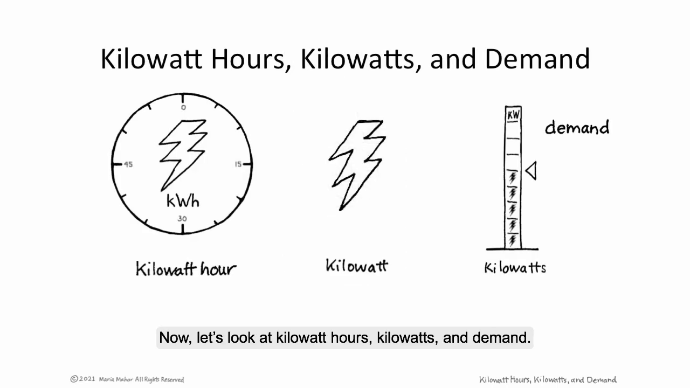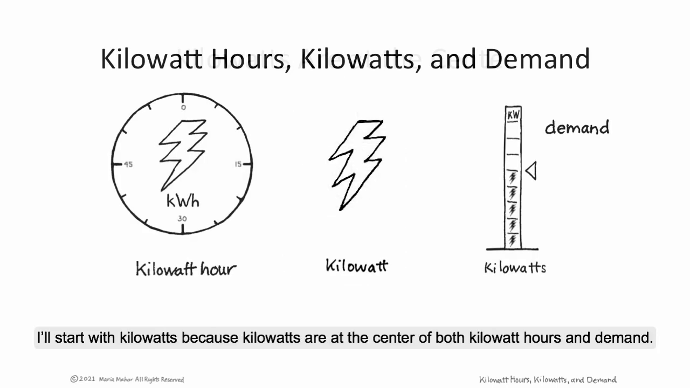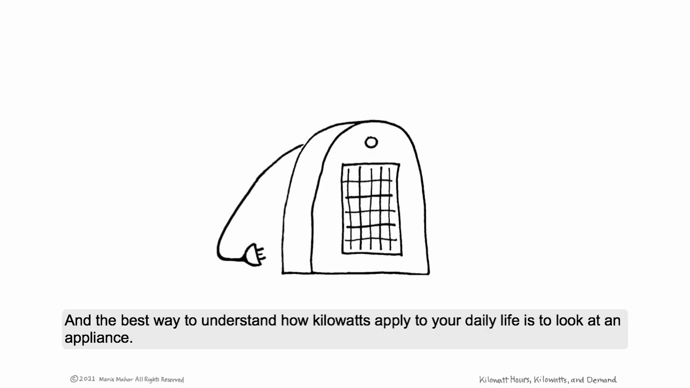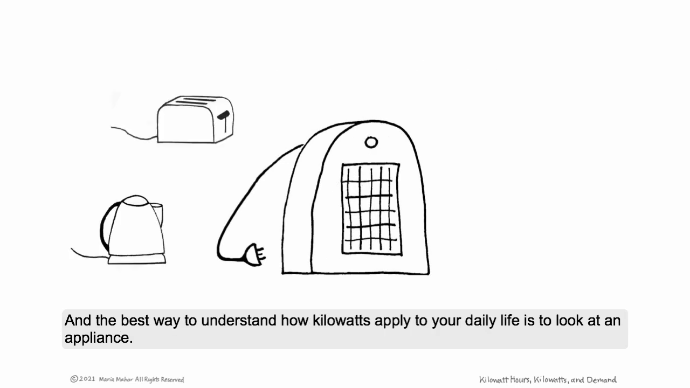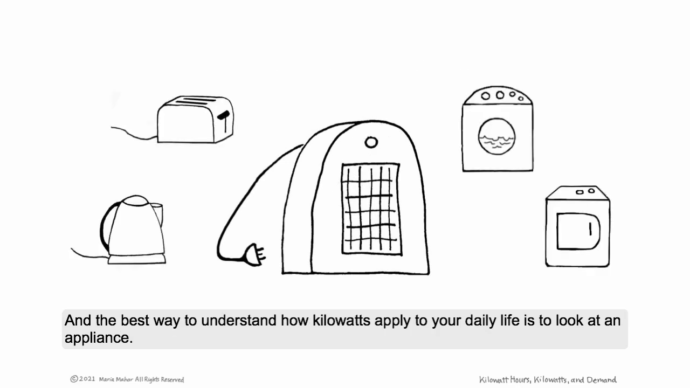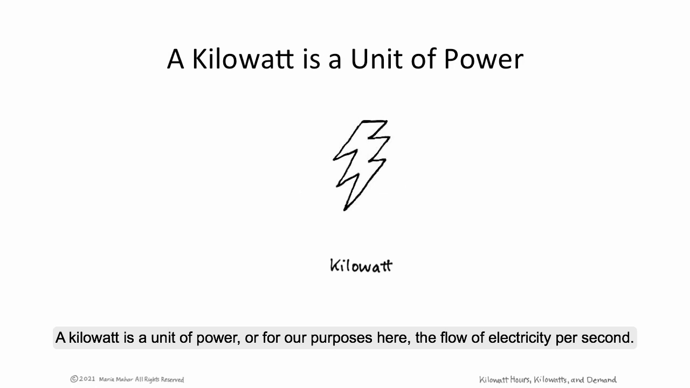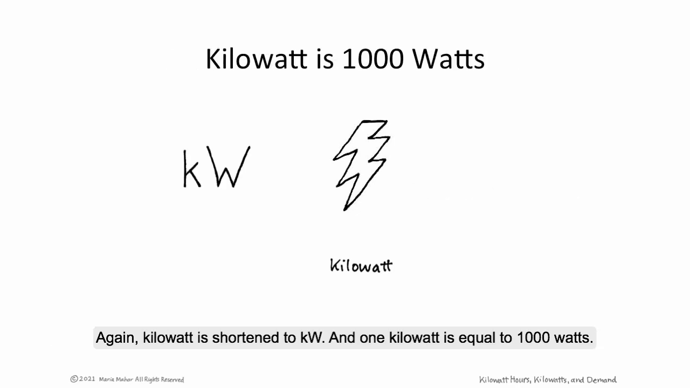Now let's look at kilowatt hours, kilowatts, and demand. I'll start with kilowatts because kilowatts are at the center of both kilowatt hours and demand. And the best way to understand how kilowatts apply to your daily life is to look at an appliance. Each appliance requires a certain amount of power to operate. A kilowatt is a unit of power, or for our purposes here, the flow of electricity per second. Again, kilowatt is shortened to kW, and 1 kilowatt is equal to 1,000 watts.